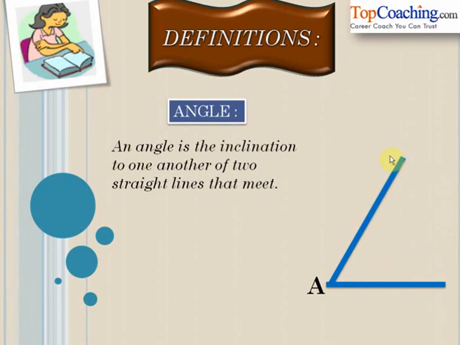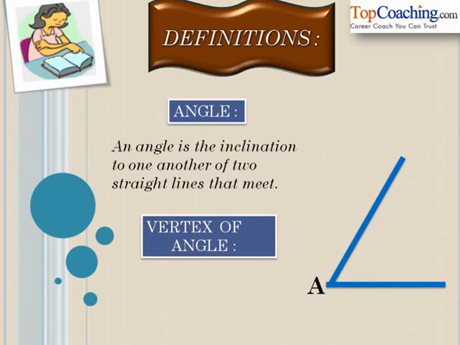So we can clearly see that there are two straight lines that meet each other at the point A, but it is actually the inclination of this line to this line. So inclination of one line to another line at the point of intersection is known as the angle between these two straight lines. Now what do we mean by the vertex of an angle?